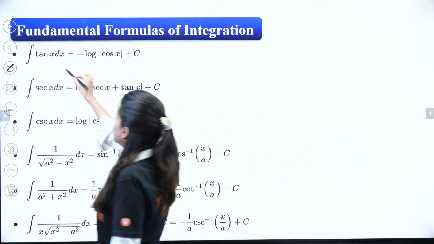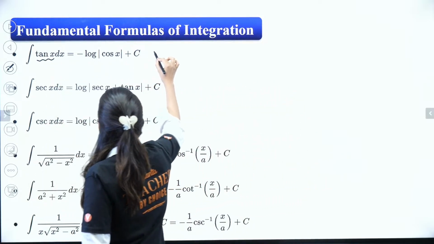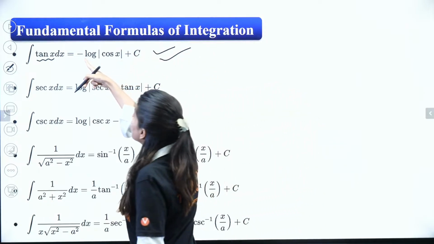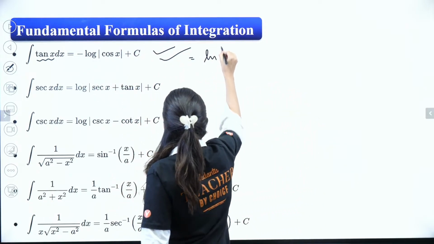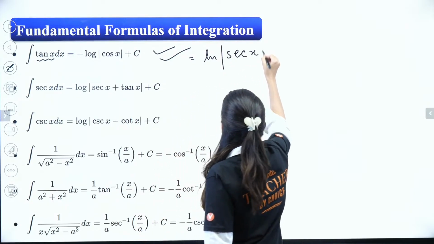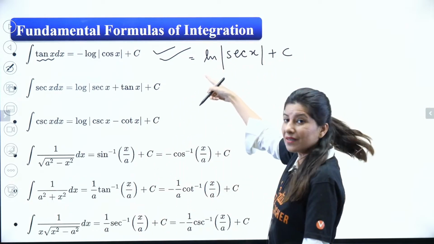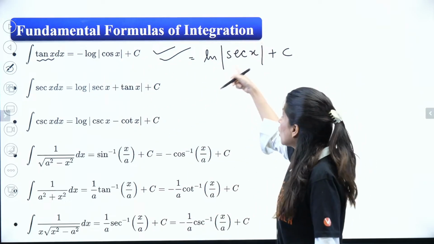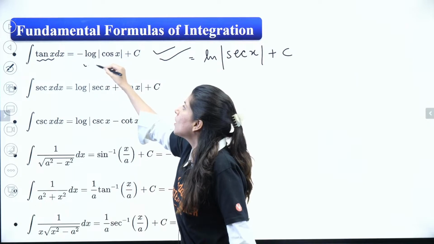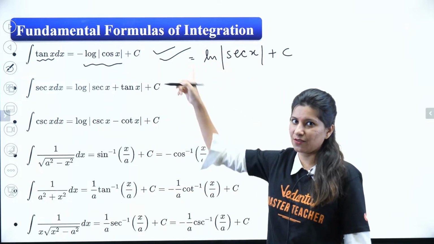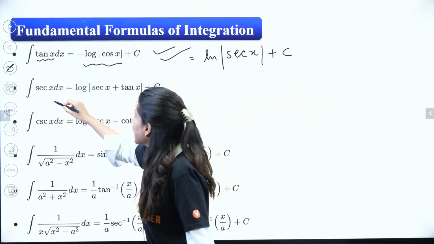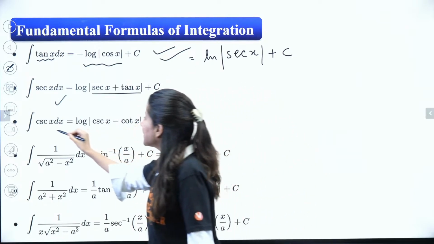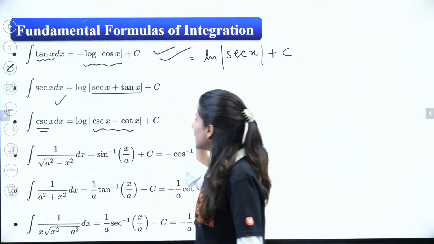The integration of tan x is minus log cos x. Please remember this. It is also log of mod of sec x. Many students remember the formula: tan x integration is log of sec x. Log of sec x can be written as minus log mod cos x. Then we have sec x integration, log of sec x plus tan x. Then we have cosec x integration, log of cosec x minus cot x.